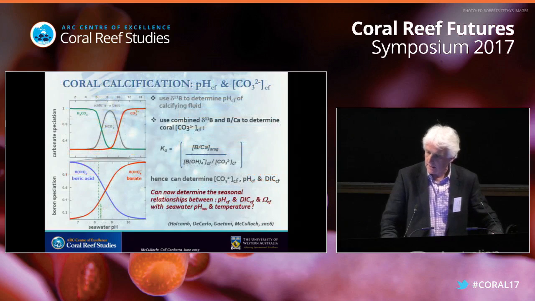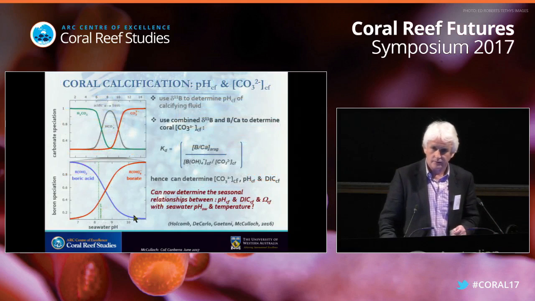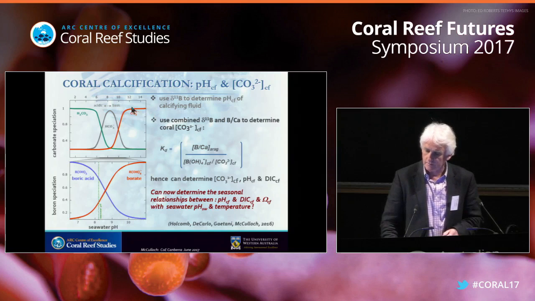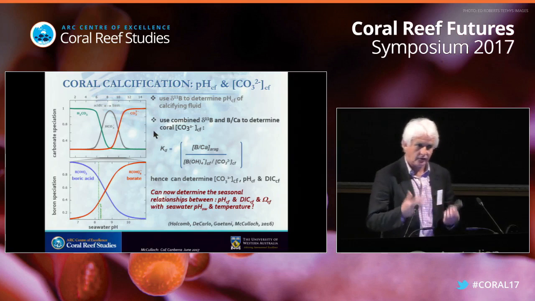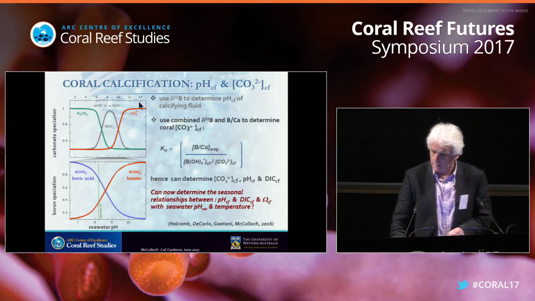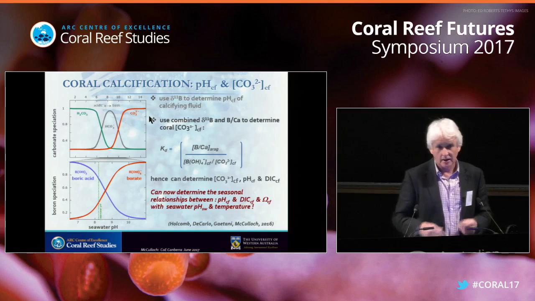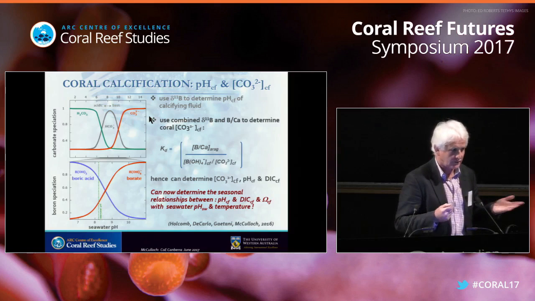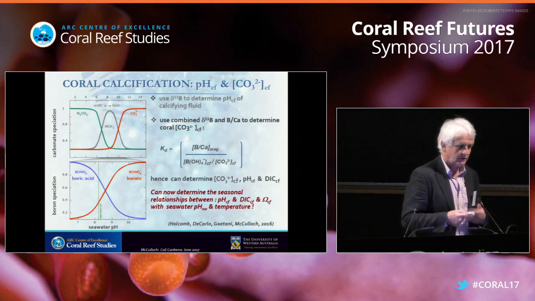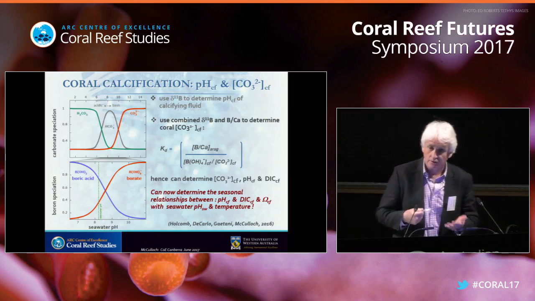And therefore we can potentially look at what's been happening. The proxy we basically use is this boron proxy, and boron has a speciation between borate and boric acid, which is very similar to the speciation of carbonate and bicarbonate ion in seawater. So these two red curves. When you make calcium carbonate, the carbonate ion is obviously the main ingredient to add to the calcium.